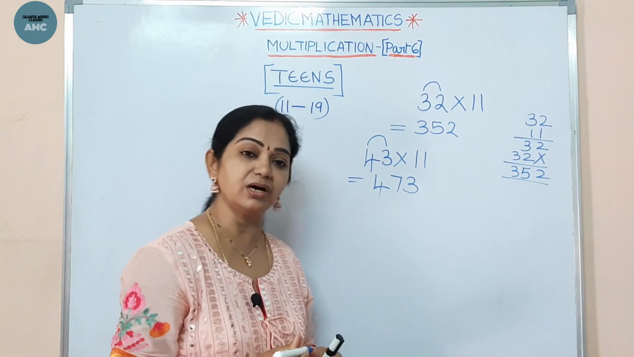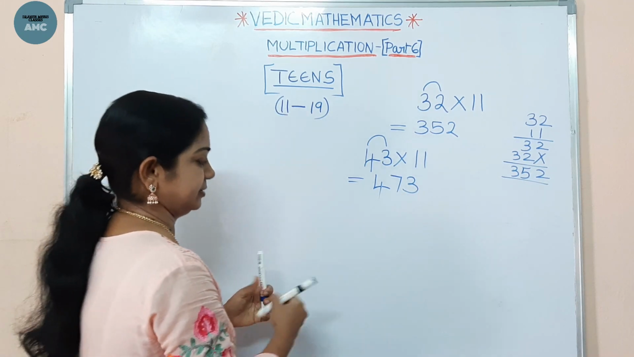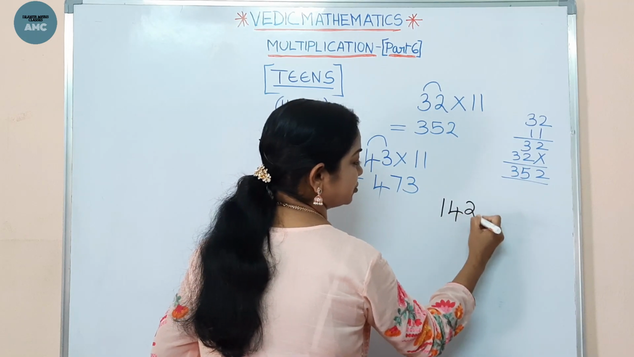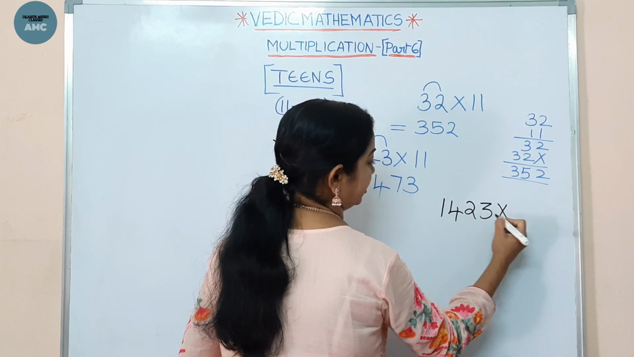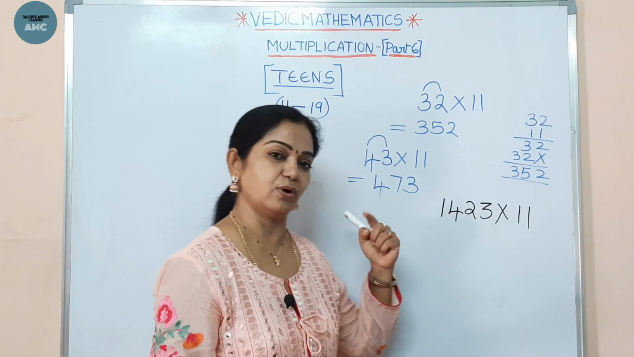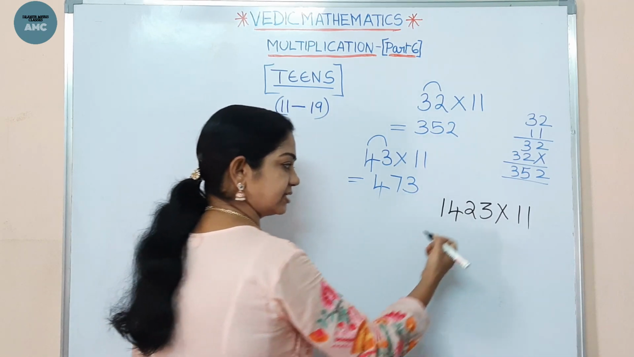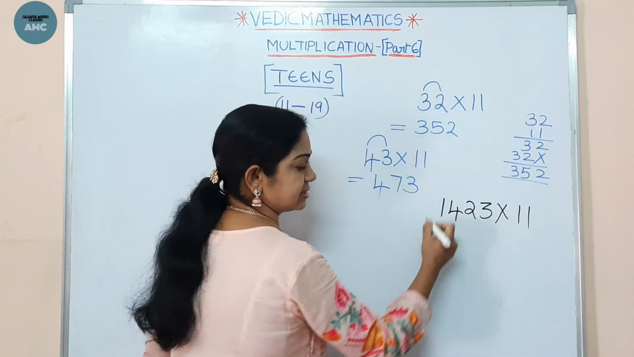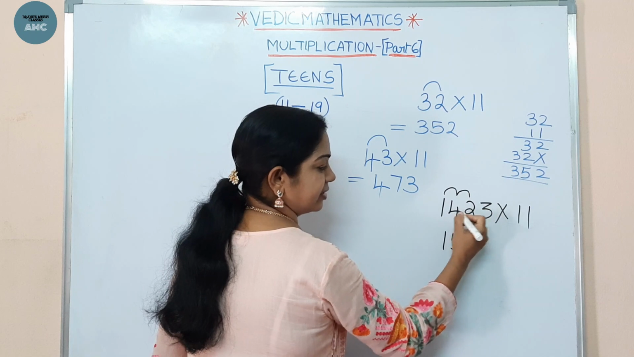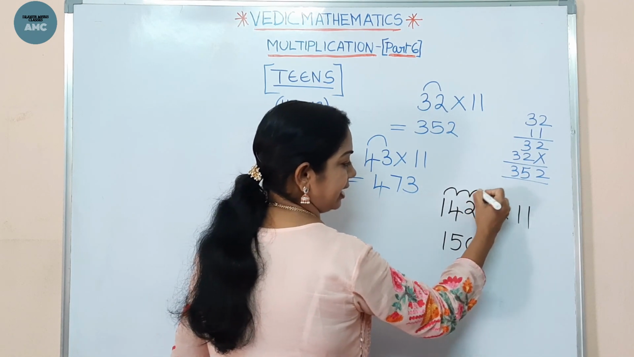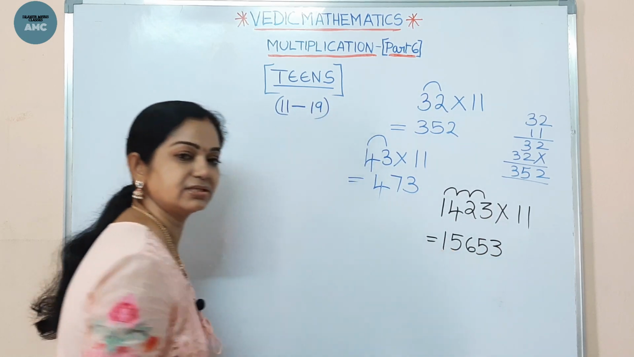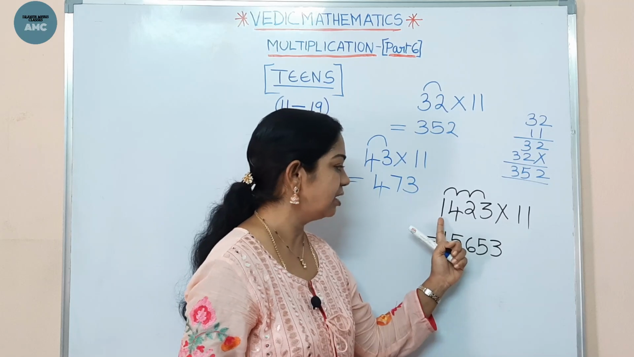So, will this work for a 3-digit number? Let's check. Let me take a 4-digit number, 1, 4, 3, 2, 3, okay. It works for all digit numbers. Let's start. The first number as it is, then add them, it comes to 5. Then again add them, comes to 6. Then again add them, it comes to 5. Then drop the last one as it is. So the answer is 15653.